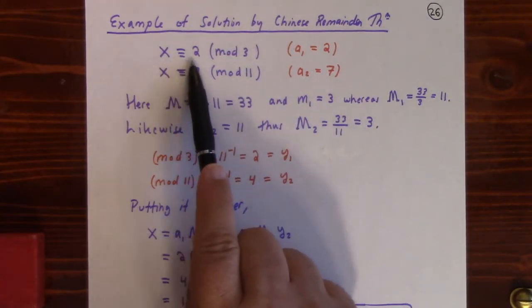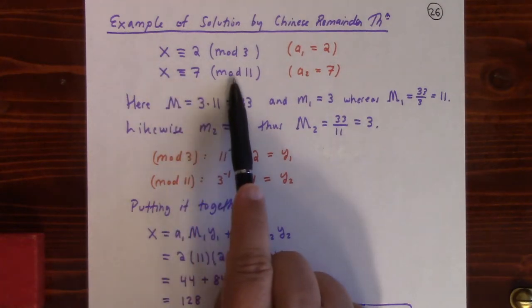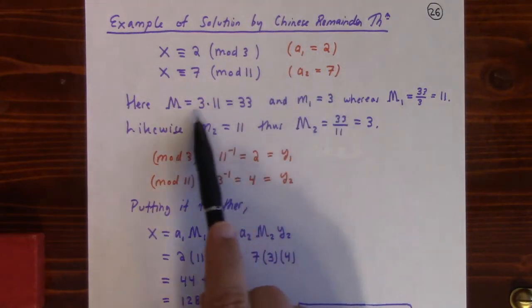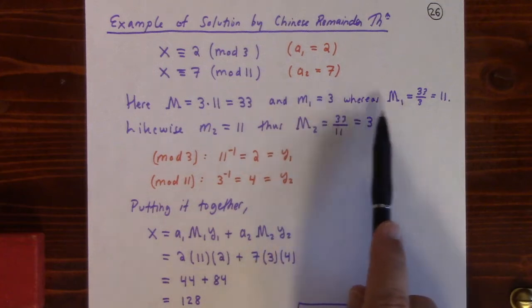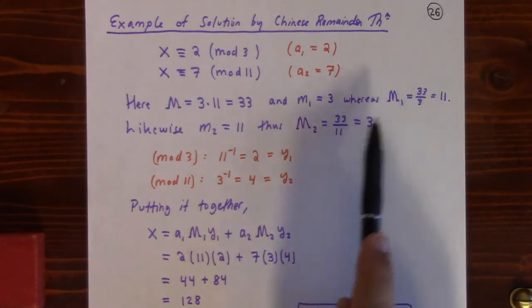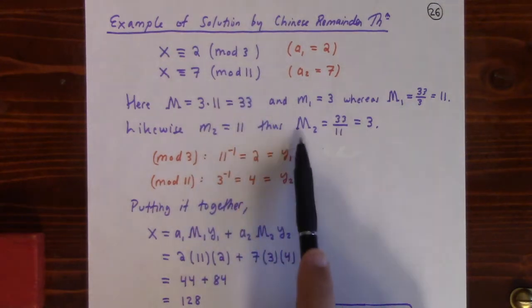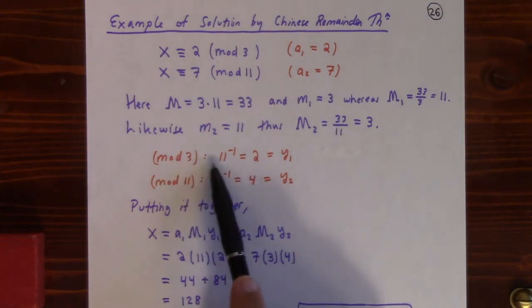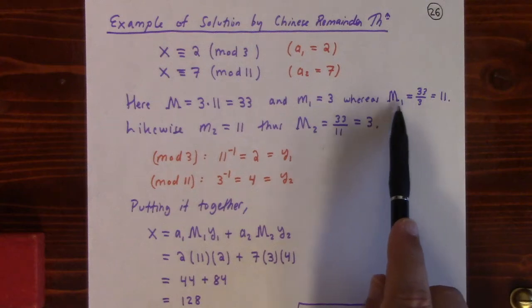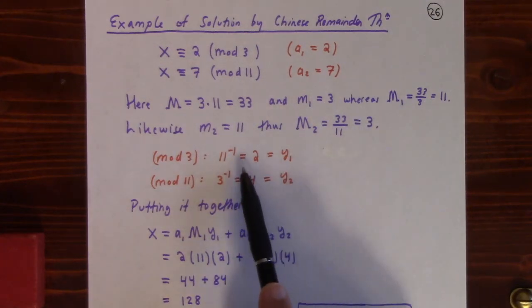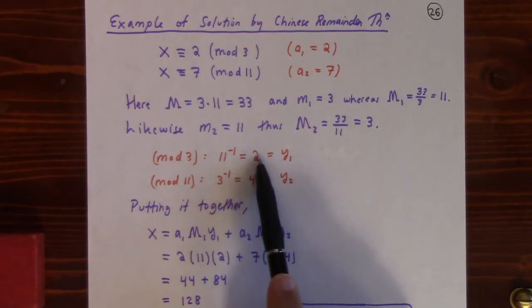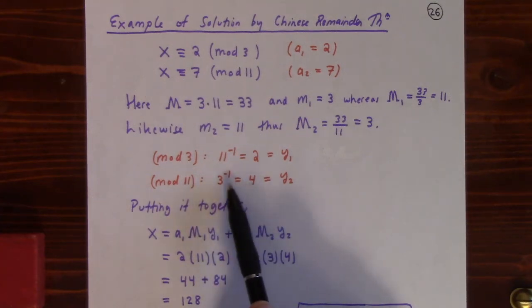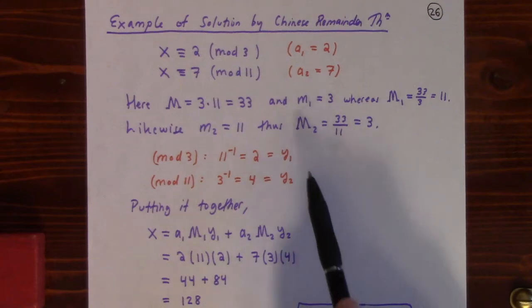If we're solving X congruent to 2 mod 3 and X congruent to 7 mod 11, in terms of my notation, A1 is 2, A2 is 7, our big M is 33, our little m1 is 3, our big M1 is 33 over 3, which is 11, our little m2 is 11, our big M2 is 33 over 11, which is 3. So, mod 3, big M1 inverse, 11 inverse, is 2. You can check that out, right? 2 times 11 is 22, which is 1 mod 3. And mod 11, 3 inverse is 4, because 3 times 4 is 12, which is 1 mod 11. So there's your Y1 and your Y2.